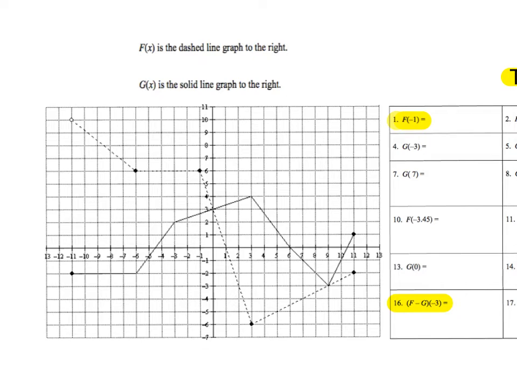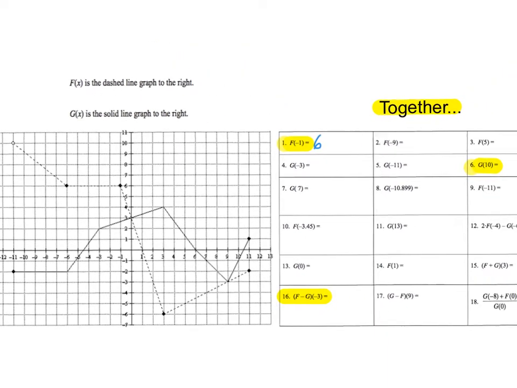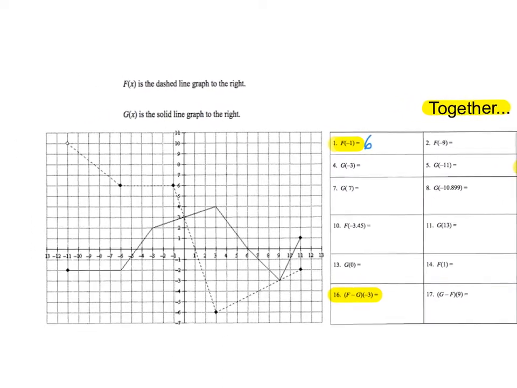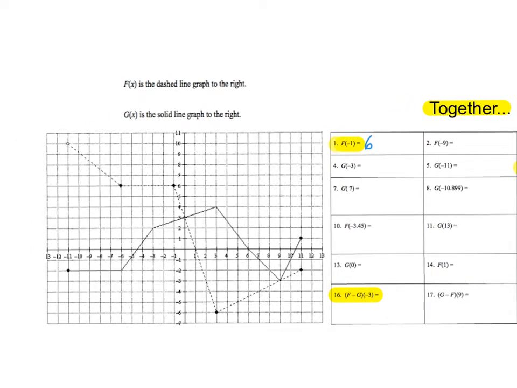So first, I'd like to figure out what f of negative 1 is. So I'm going to go over to negative 1 on my x-axis right here. F of x is the dashed line, up to 6. So f of negative 1 is 6. Then I would like to know what g of 10 is. G is the solid line. So I'm going to go over to 10 on my x-axis and find where the y value of my solid line is at 10. So that is negative 1.